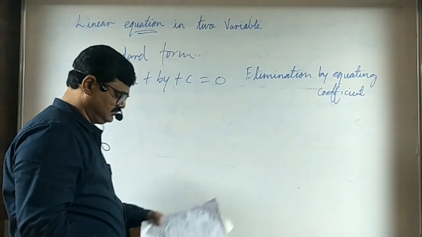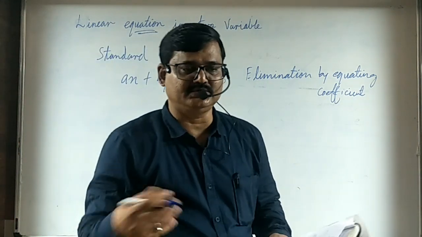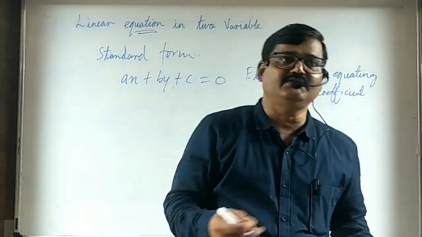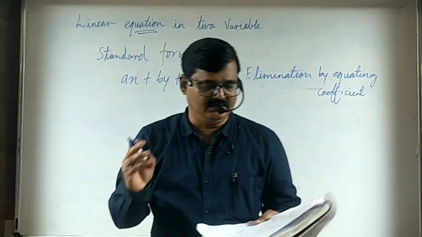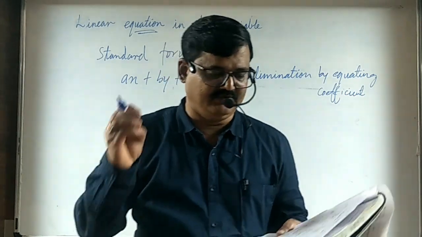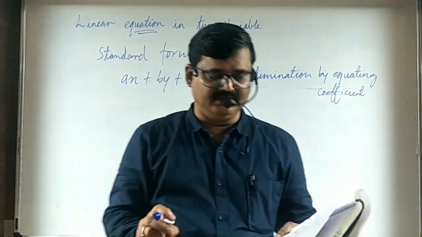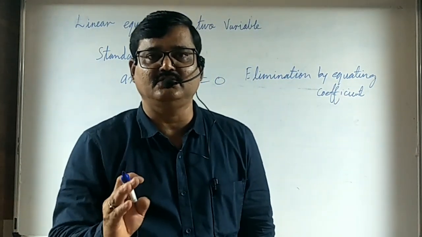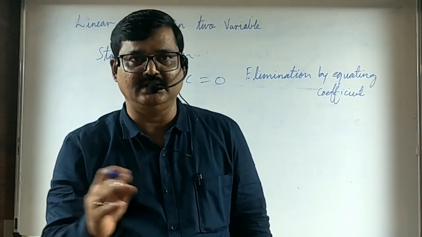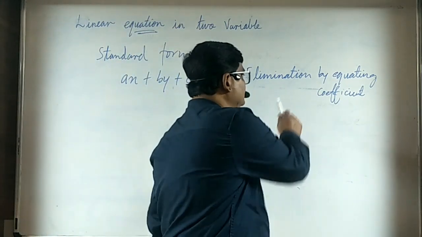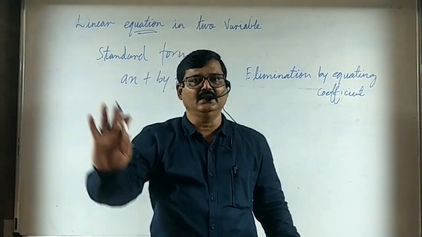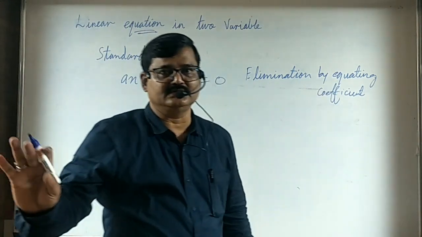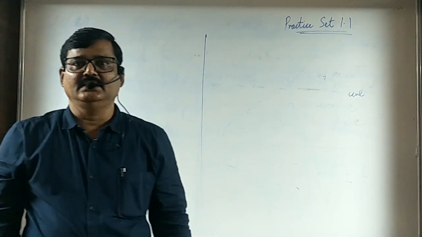There are other methods also: elimination by substitution, then the graphical method, then Cramer's rule. You have done elimination by equating coefficients, substitution and graphical methods in your 9th standard. But the new method in 10th standard is Cramer's rule, which we will see later. So first we are going to do elimination by equating coefficients. Now let's start with the exercise.